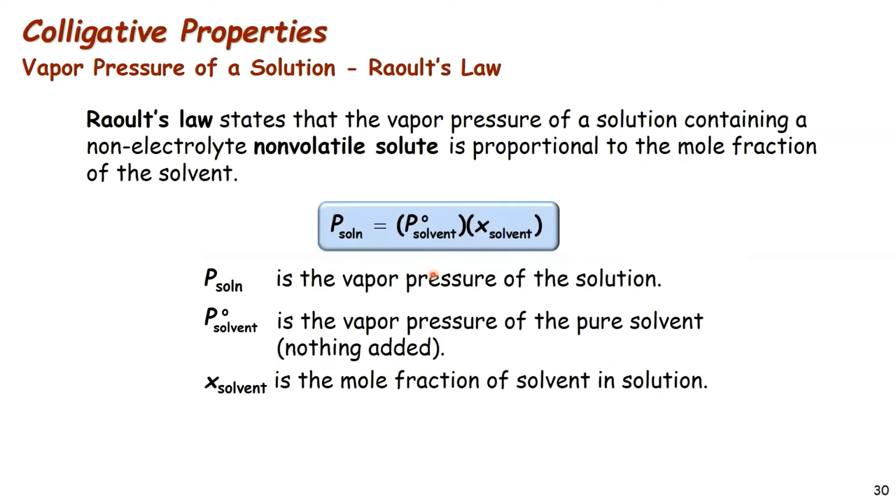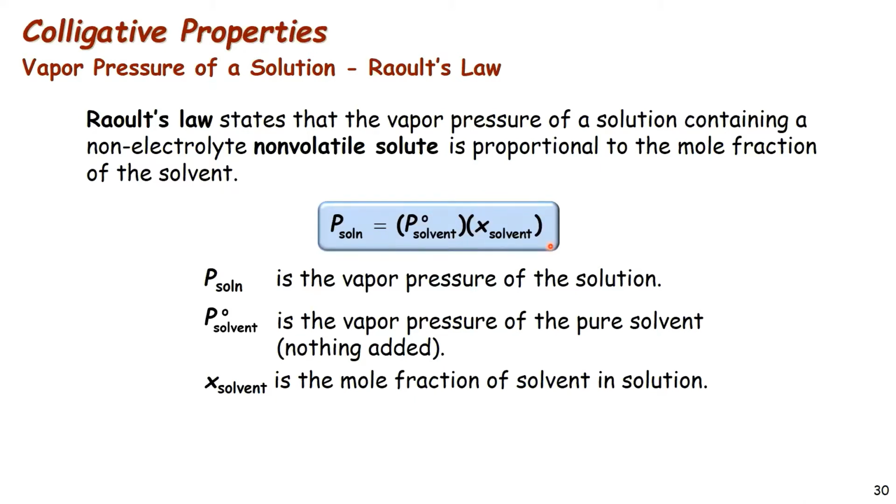And basically he found this. Now this is for a non-volatile solute. So again, this is the solute that will not evaporate. It won't vaporize, okay? If we have a solution, the vapor pressure of the solution is going to be the vapor pressure of the pure solvent, that's what the little knot here is, times the mole fraction of the solvent. So again, the vapor pressure of the solution is equal to the vapor pressure of the pure solvent times the mole fraction of the solvent.